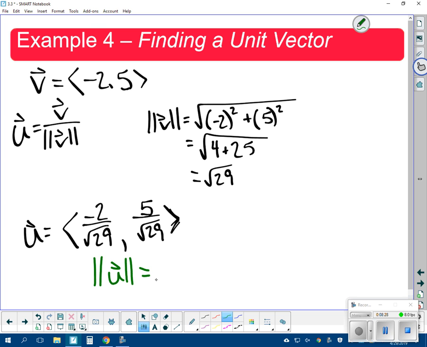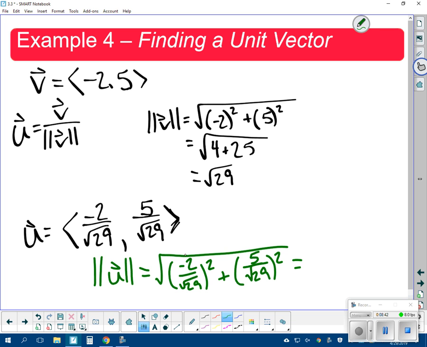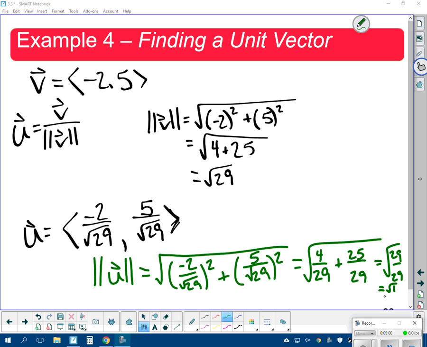Well, we could find the magnitude of u. The square root of (-2 over square root of 29) squared plus (5 over square root of 29) squared. Squaring the numerator here, on our first one we have 4. Denominator would just be 29. The square root and the square would cancel. Plus 25 over 29. And certainly that's the square root of 29 over 29, which is the square root of 1, which is, of course, just 1.